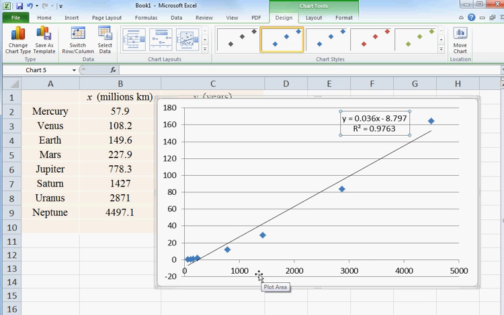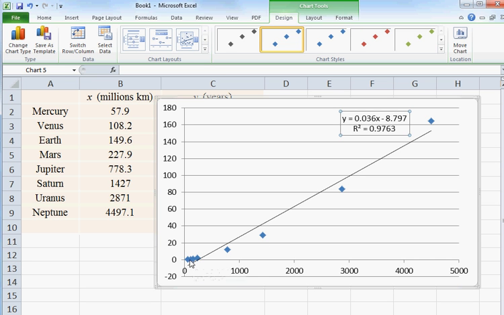curve to the graph. One way of seeing this is that the y-intercept of this line is negative 8.797. Clearly, we can't have a negative number of years that it takes a planet to go around the Sun. So the linear fit here is clearly inappropriate. It's missing an essential physical characteristic of the problem.